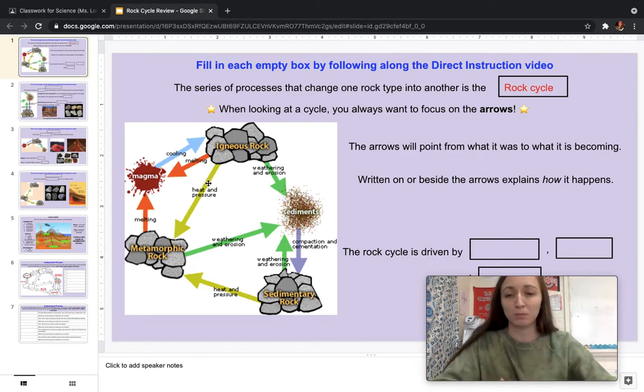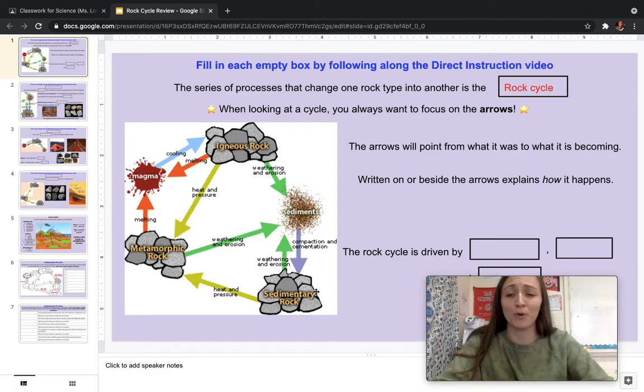So the cycle explains, okay, how does an igneous rock turn into a sedimentary rock or any other direction you want to go? Because just because a rock is one type of rock at one point doesn't mean it's got to be that way forever. Sometimes they change. It happens. So in order to be able to read this cycle, we know we got to focus on those arrows. Those arrows tell us everything we need to know.